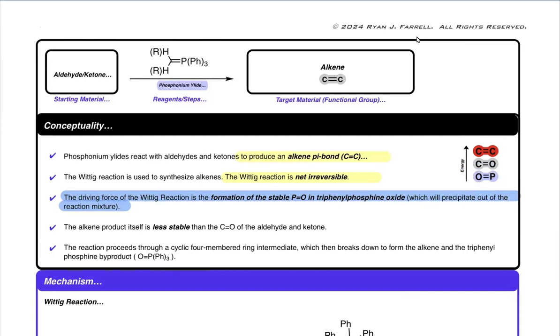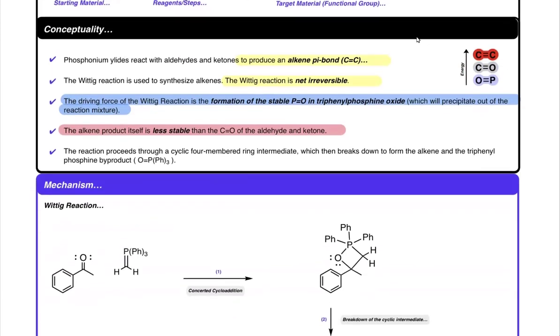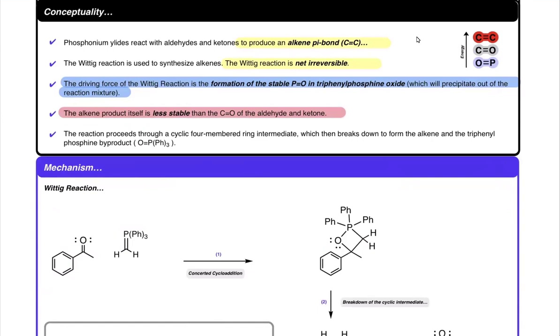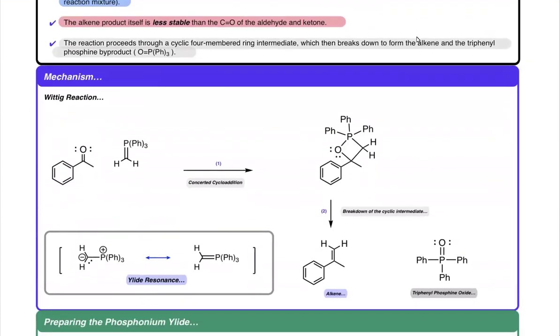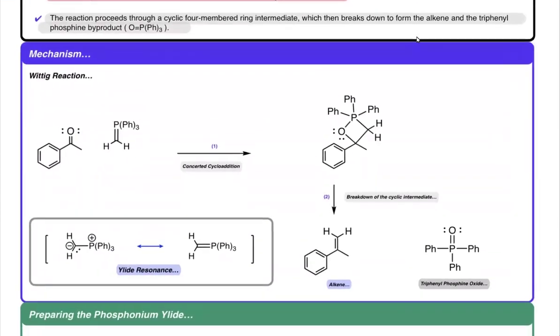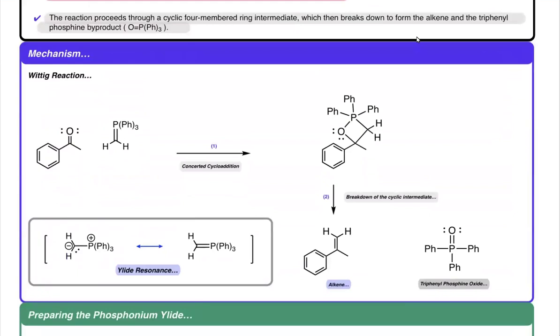And it's the formation of the P double bond O that is the driving force of the reaction. The driving force of the Wittig reaction is not the formation of the alkene per se, because the alkene pi bond is less stable than the C double bond O. The driving force of the reaction is forming the P double bond O of our byproduct. And let's also note that this reaction mechanism itself proceeds through a cyclic four-membered ring intermediate that then breaks down to give rise to the alkene product. So why don't we track the mechanism of the Wittig reaction together?